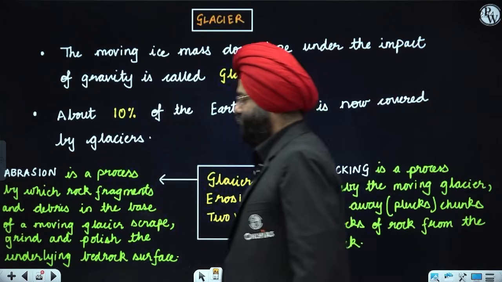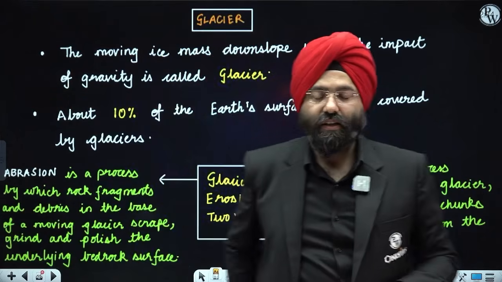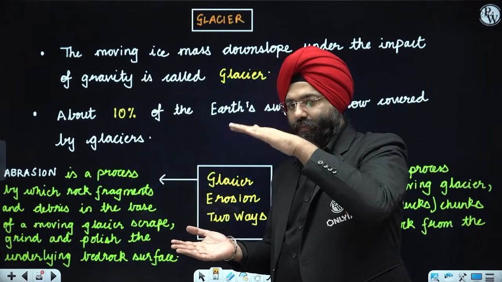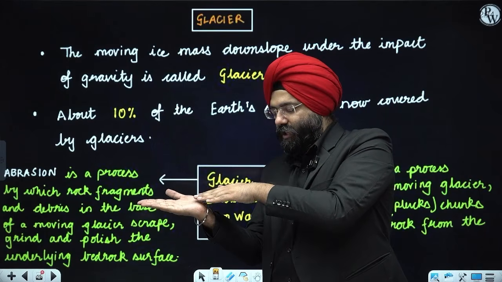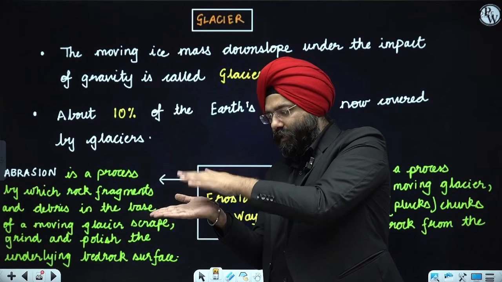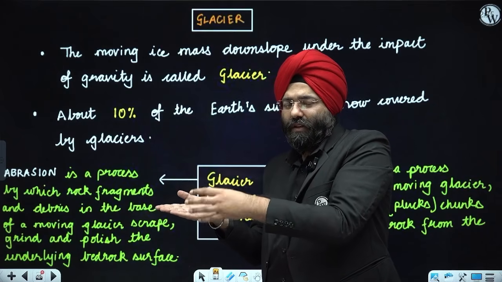See here, let's see. Abrasion is a process by which rock fragments and debris at the base of the moving glacier scrape, grind and polish the underlying surface beneath. It is something very interesting. Now see here, suppose this left hand of mine is a glacier. This is the underlying surface, right? Now the glacier, because it is sloping downward, is slowly going to move on this surface, right? And on the surface there will be a lot of rocks and other types of fragments, right?